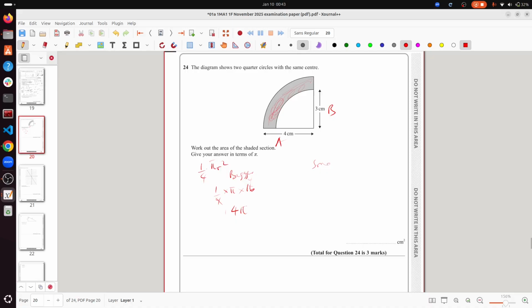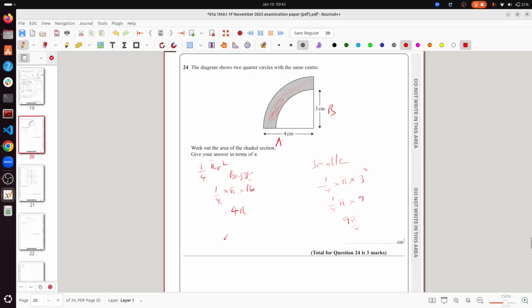For the smaller one, same formula. I have a quarter times pi times, what is my radius now? My radius is 3, squared, which is 9. So a quarter pi times by 9. So that gives me 9 pi over 4.